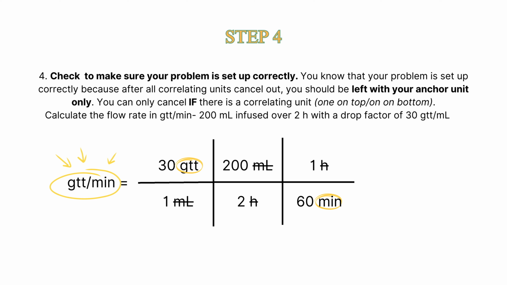As long as you have a correlating unit, one on the top, one on the bottom, you can cancel out those units. If done correctly, you should only be left with your anchor unit. Once we cancel out all of the other units that we listed in our problem, we are only left with drops as well as minutes, which is our anchor unit, drops per minute.